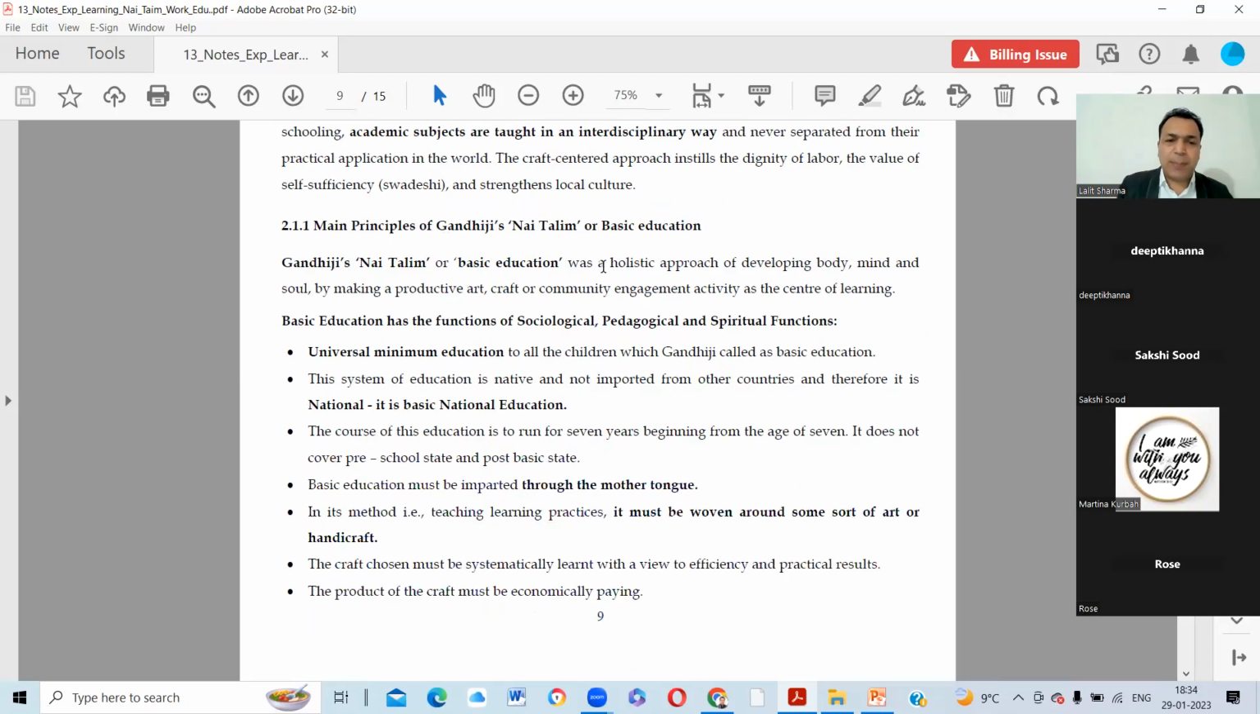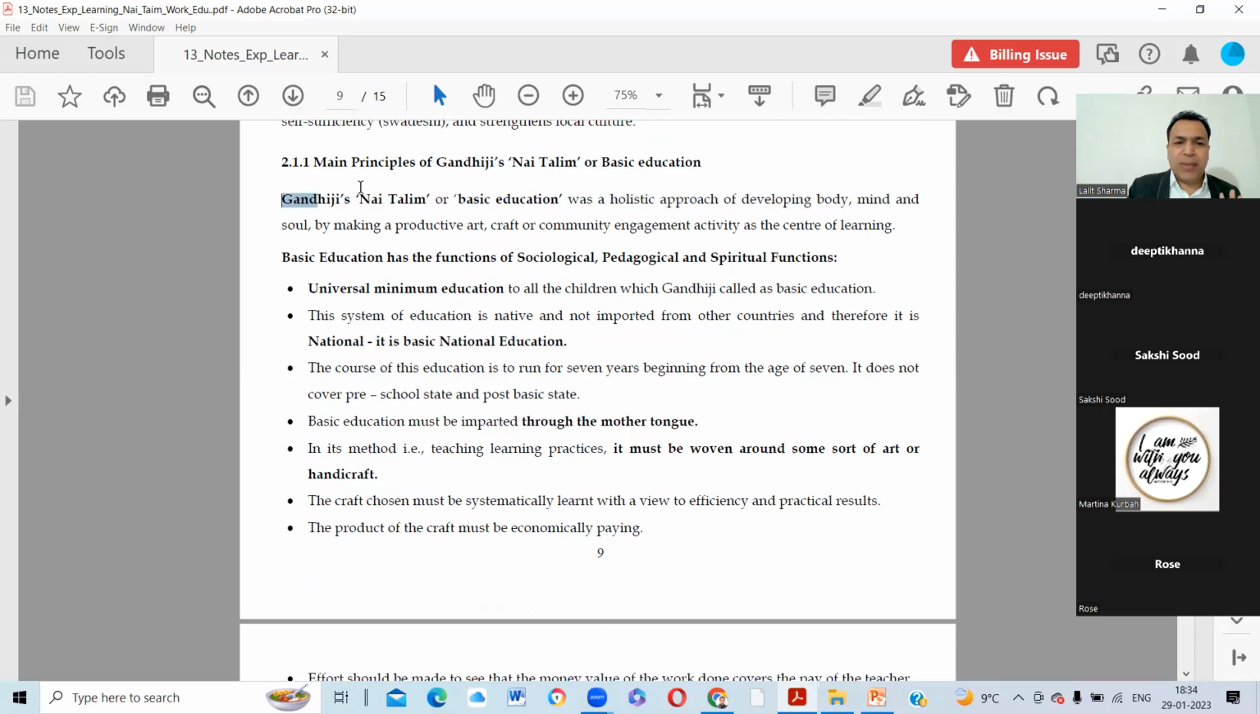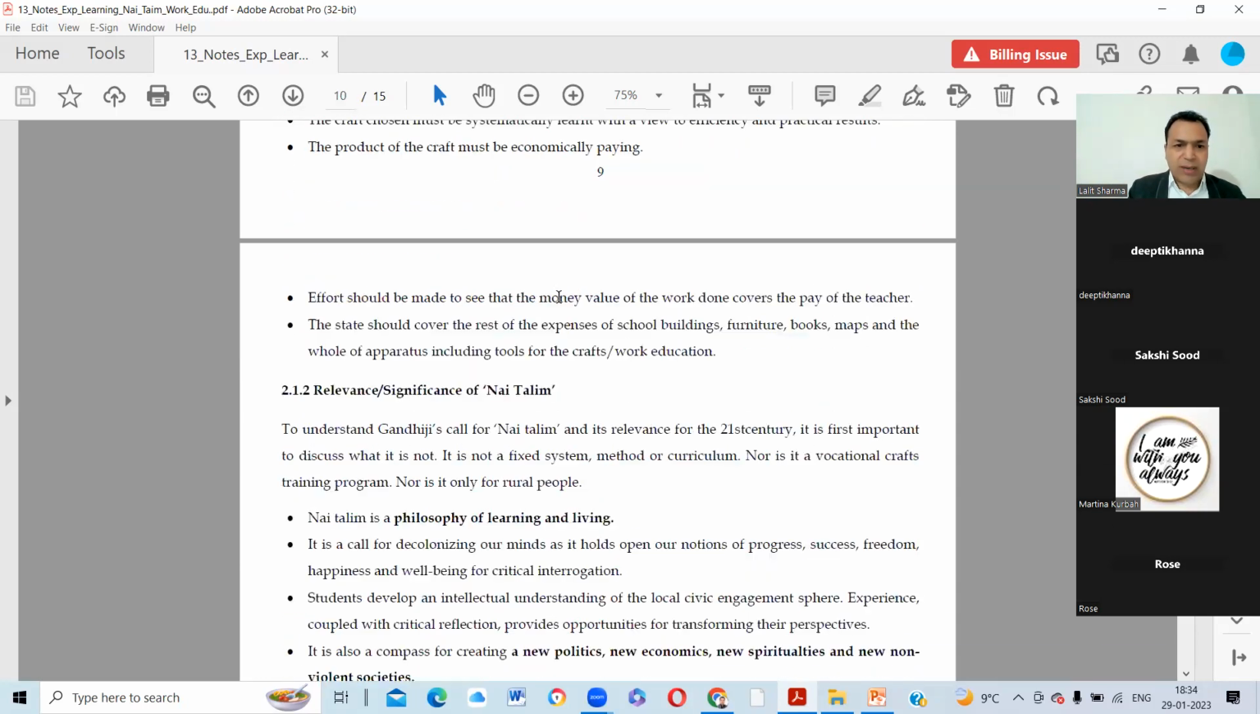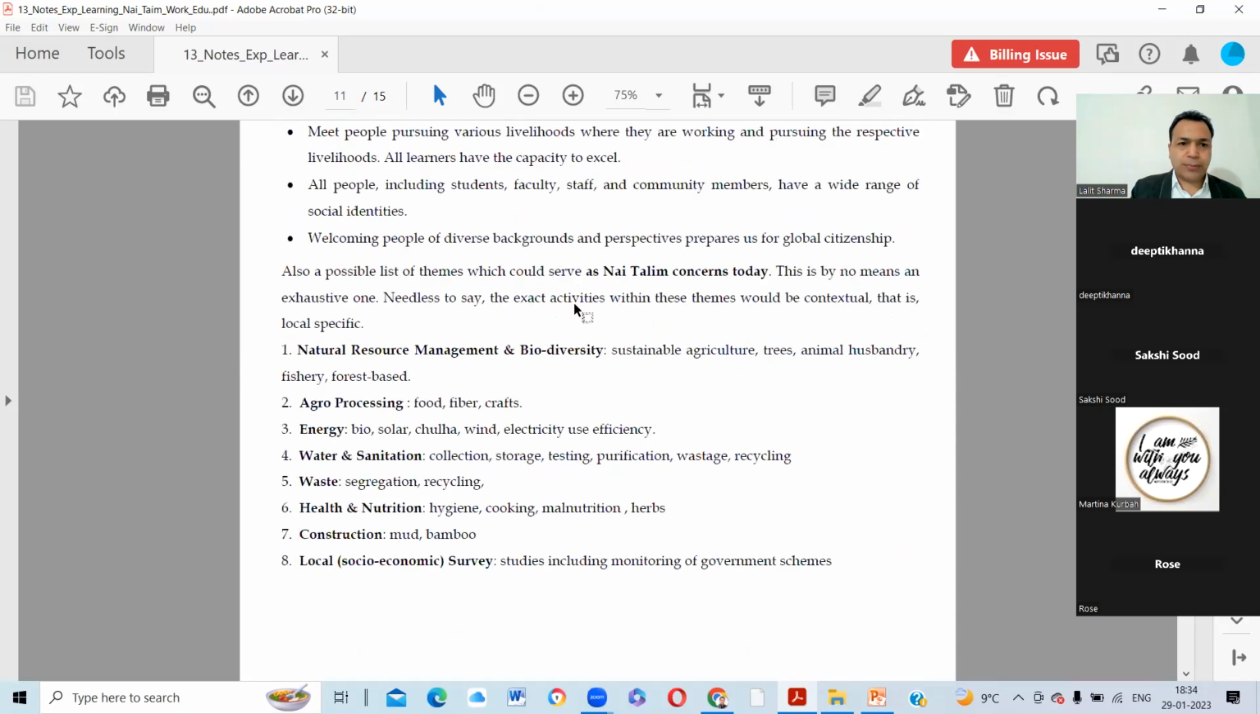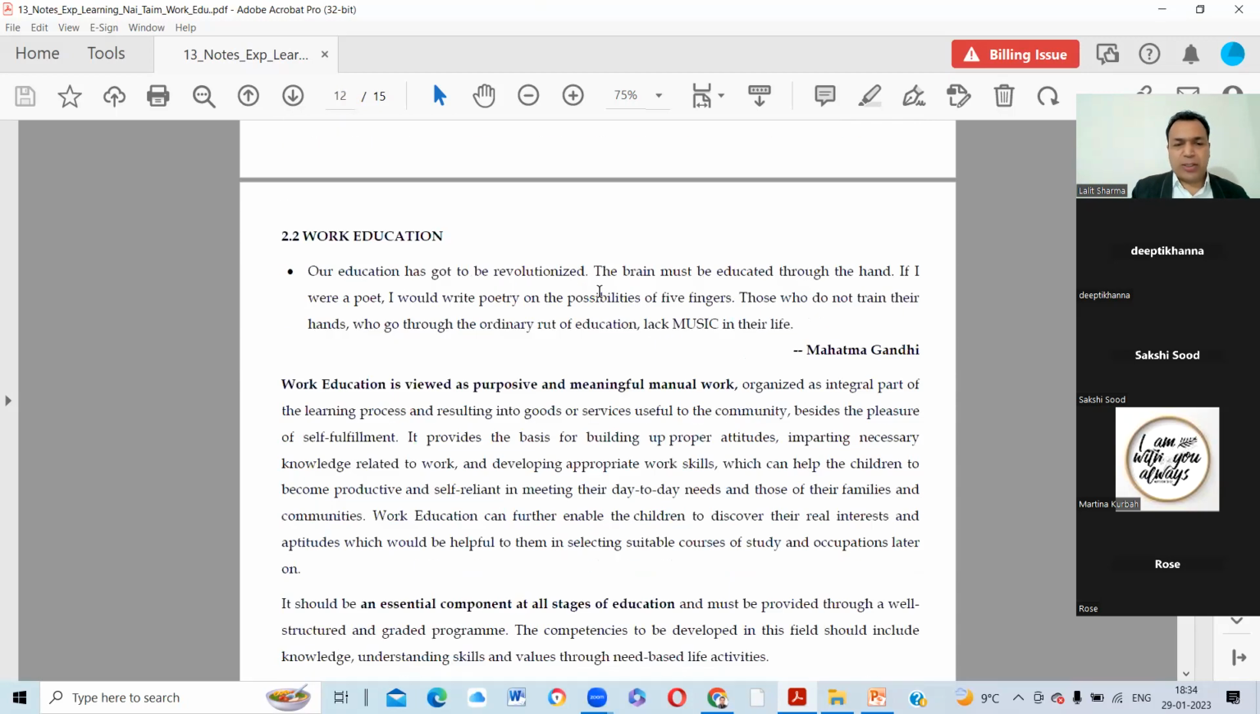Now, the main principle of Gandhiji's Nai Talim or basic education. You can see that Gandhiji's Nai Talim or basic education was a holistic approach of developing body, mind, and spirit by making a productive art, craft, or community engagement activity the center of learning. Right, guys? So we have discussed all these things, and work education. Work education is also the same thing.